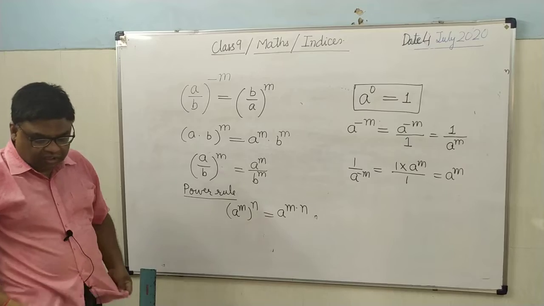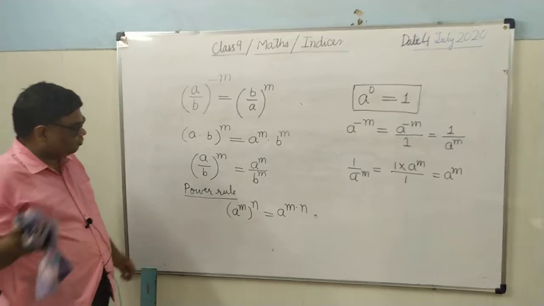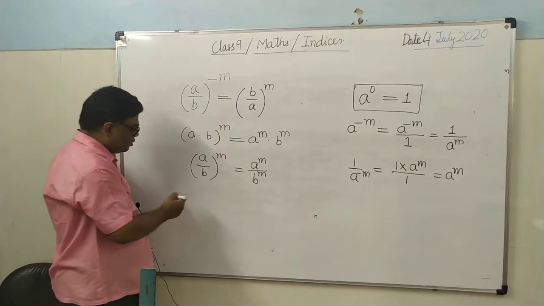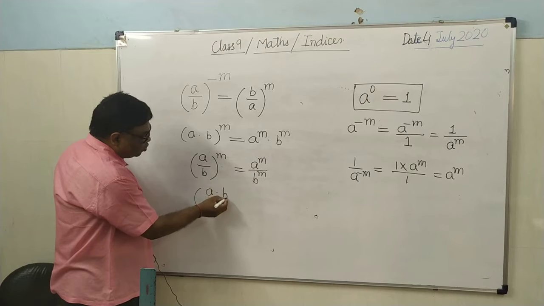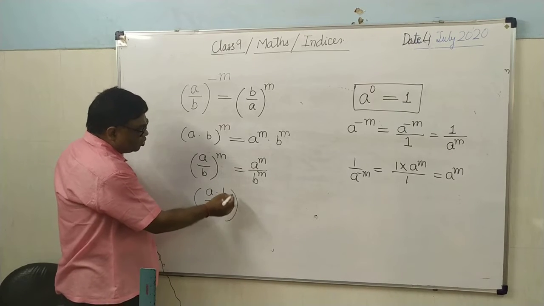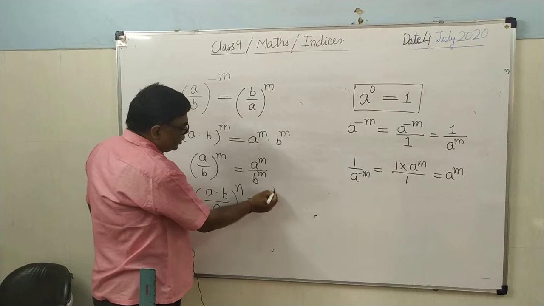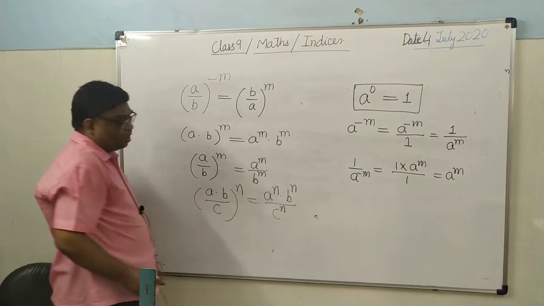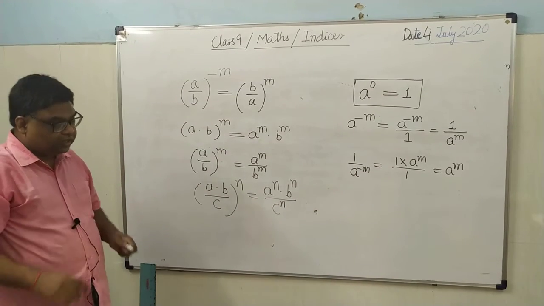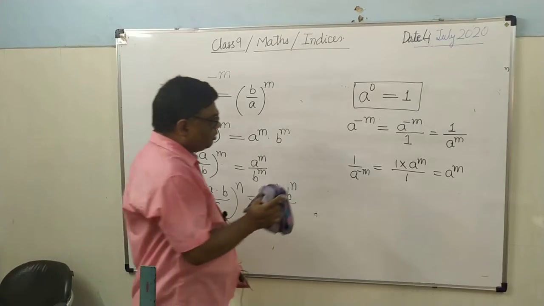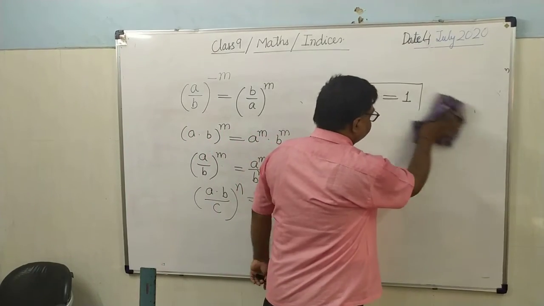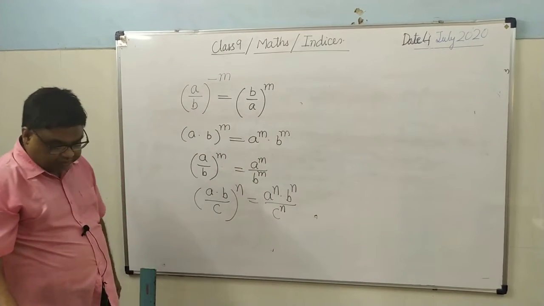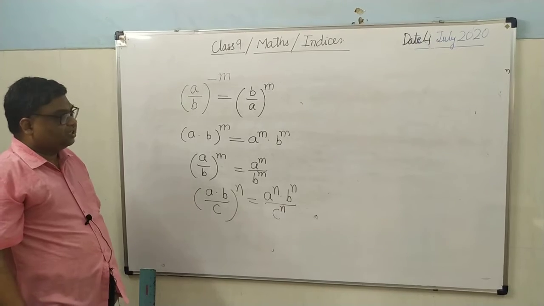If this is clear, now you can see here. Suppose you write here a into b upon c whole to the power n. On opening the bracket, a to the power n into b to the power n upon c to the power n. But it will apply only when the terms are either in multiplication or in division. ये तभी अप्लाई होगा जब टर्म्स क्या हो, they are in the multiplication and they are in the division.